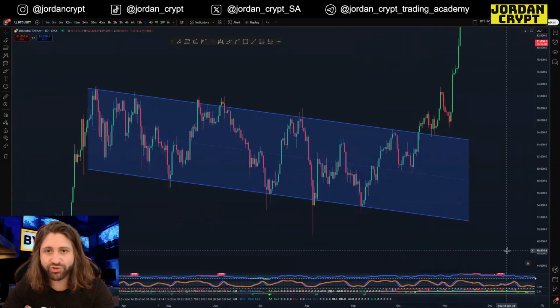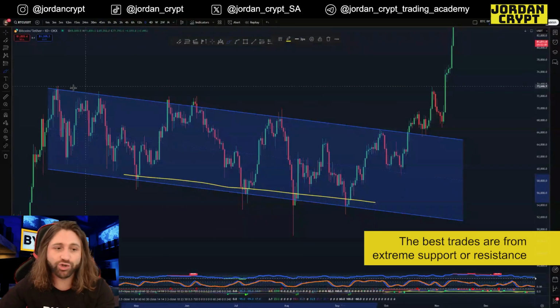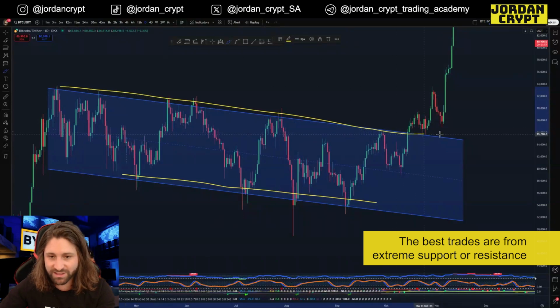Something very important to note here when you are integrating this into your strategy is that you should be, of course, trading your longs from ultimate support. You should be trading your shorts from ultimate resistance.